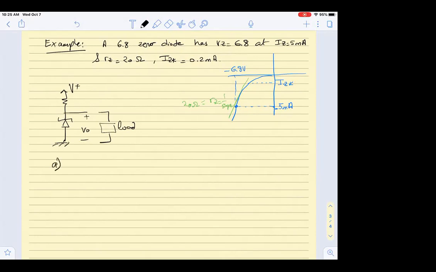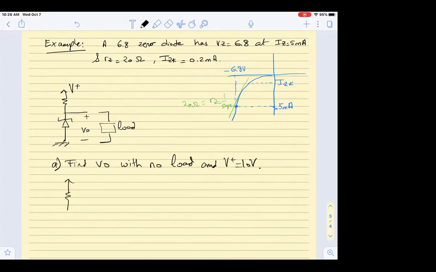The first question that is being asked is: find the output VO with no load, where I did not connect anything across my circuit, and V plus equal to 10 volts. I gave 10 volts, there is no fluctuation and no load. He wants me to find V out. Okay, in order to find V out, first I have to plug in the diode.